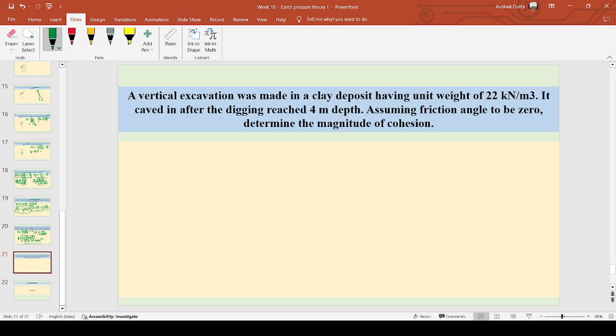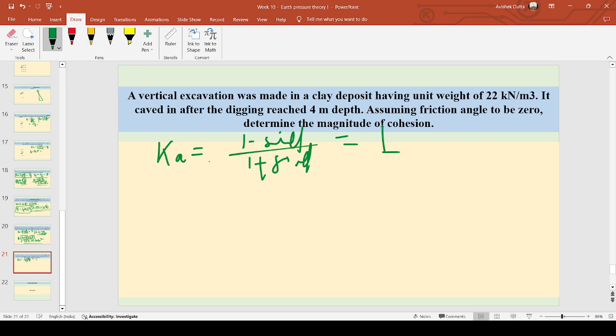Yes, sir. What is the value of cohesion? Cohesion is equal to 22 kilopascals. Yes, 22 kilopascal. How to solve this question? You first find out the value of Ka, isn't it? Friction angle is 0. So if we put the same formula, (1 minus sine phi) by (1 plus sine phi), phi is equal to 0, it gives us a value of 1, isn't it?